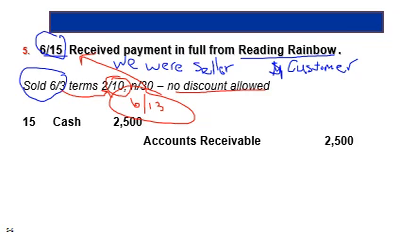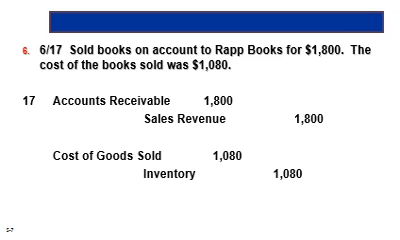So the original sale was $2,500. So that's what we need to collect. So the original sale was $2,500, so that's what we expect to collect, $2,500, and it's a decrease to the accounts receivable for $2,500. All right, so transaction number 6.